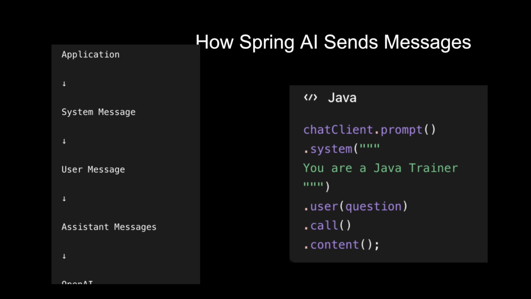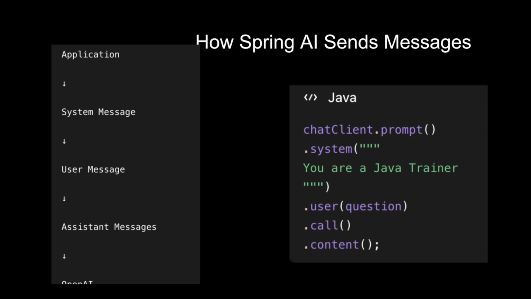Notice how easy Spring AI makes this. We first define the system prompt: you are a Java developer, or you are a Java trainer. Then we add the user message in the variable question. Finally, we call the model. This code is much more powerful than using only the .user method because it allows us to guide the AI's behavior before it answers.